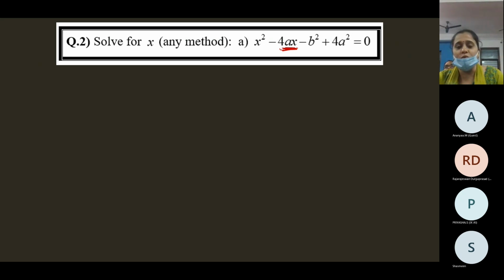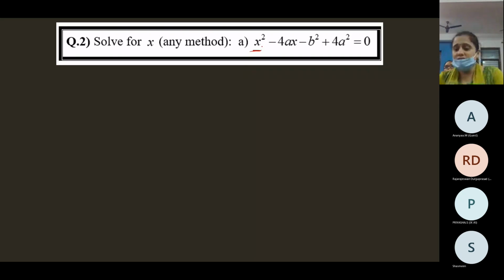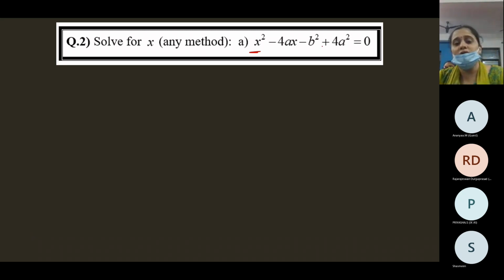You can see this one is minus 4ax. So if you treat this as a middle term, because all these are perfect squares. This is x square minus b square. Leave the minus. So b square and 4a square, they're all perfect squares. So maybe you can think of minus 4ax as the middle term. It has a and x in it.